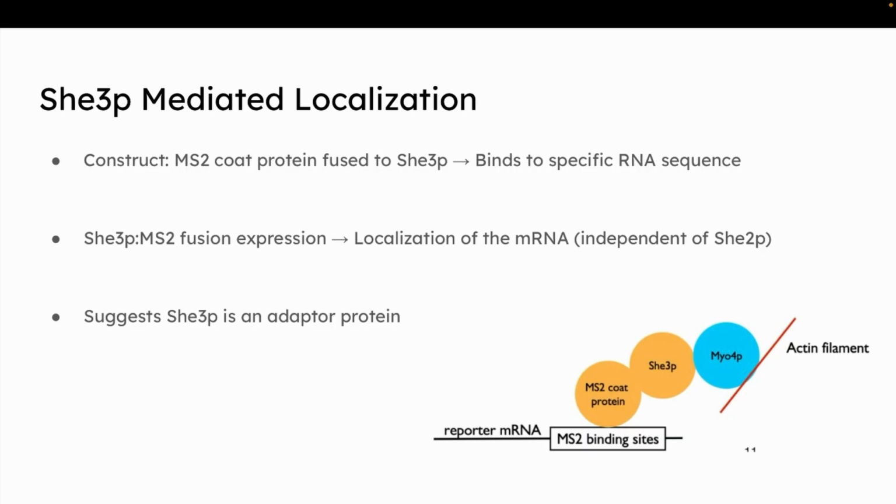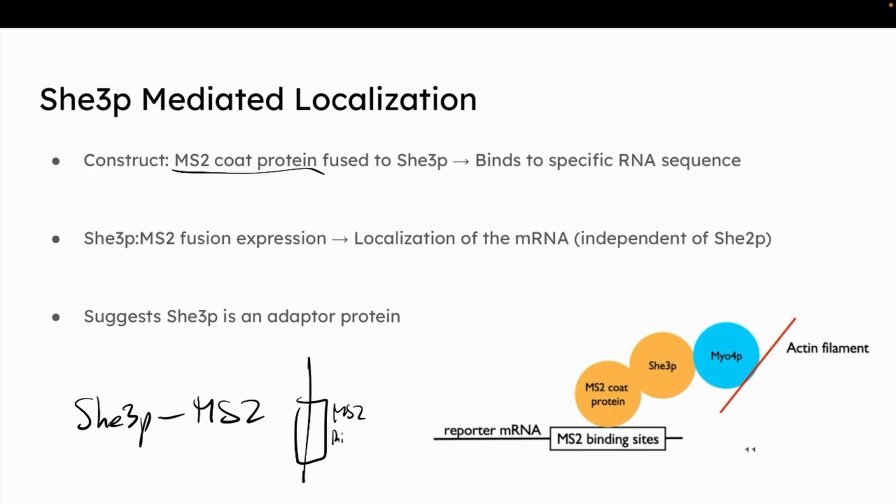So what they did was they made these MS2 coat proteins fused to SHEP3, right? So we have SHEP3, and we have this MS2 coat protein bound to it. This was what they made. And this MS2 can bind to a specific sequence on an RNA, so long as we make the RNA to have an MS2 binding site.